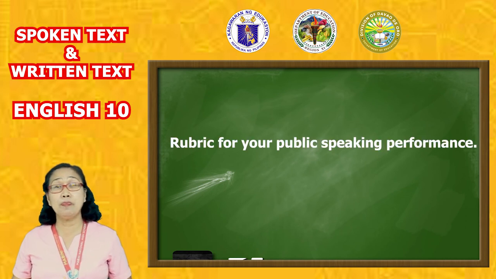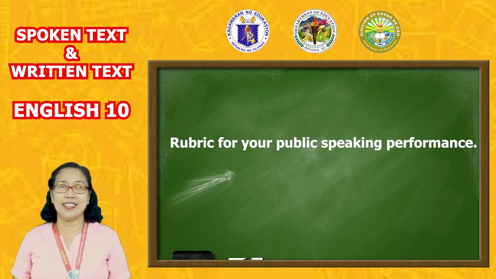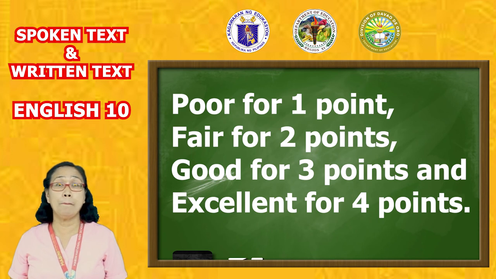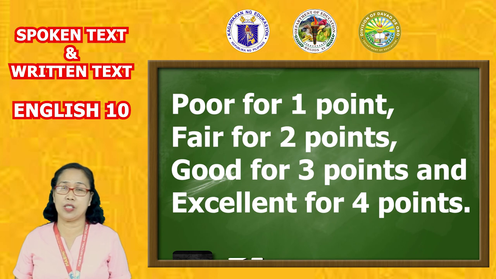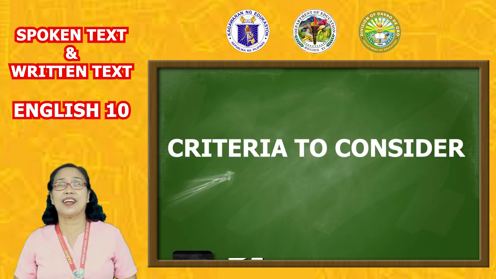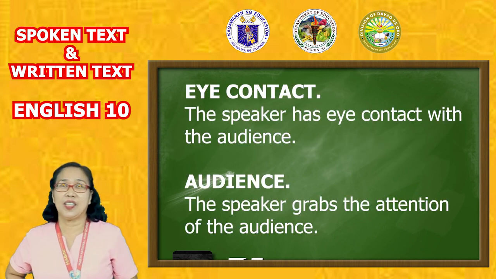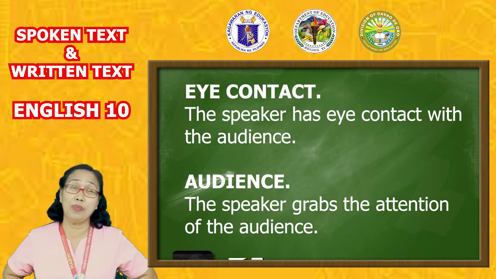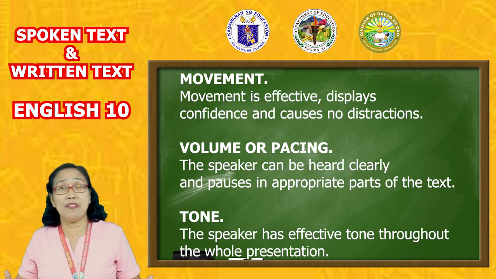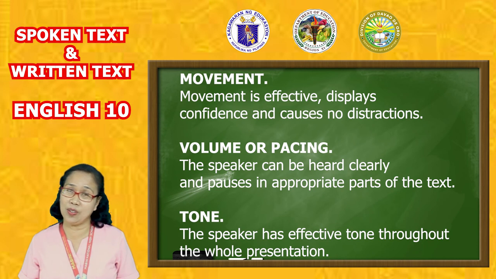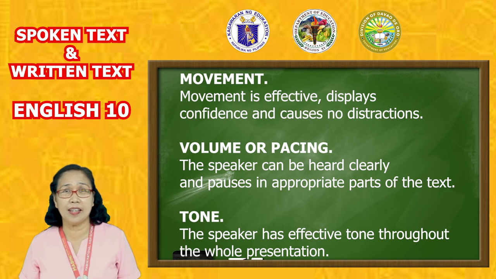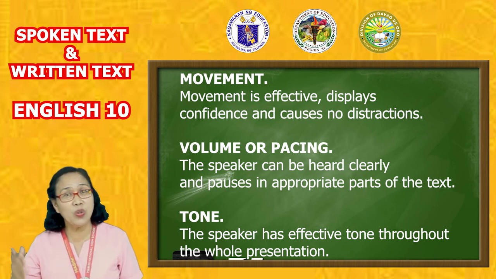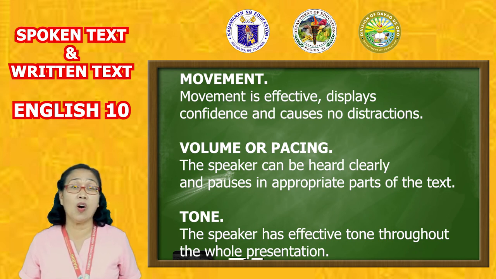Here is the rubric for your public speaking performance. The scores are described as poor for 1 point, fair for 2 points, good for 3 points, and excellent for 4 points. These are the criteria to consider. Eye contact: the speaker has eye contact with the audience. Audience: the speaker grabs the attention of the audience. Movement: movement is effective, displays confidence, and causes no distraction. Volume or pacing: the speaker can be heard clearly and pauses in appropriate parts of the text. Tone: the speaker has effective tone throughout the whole presentation.